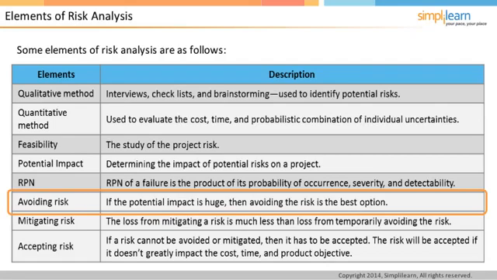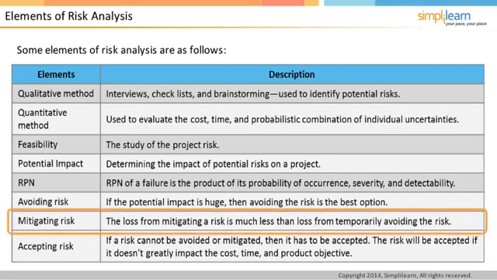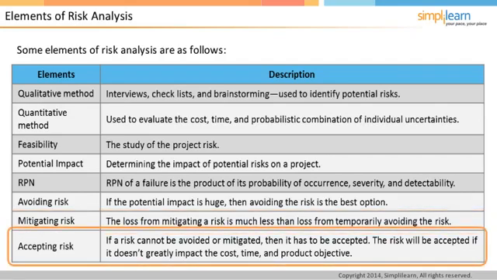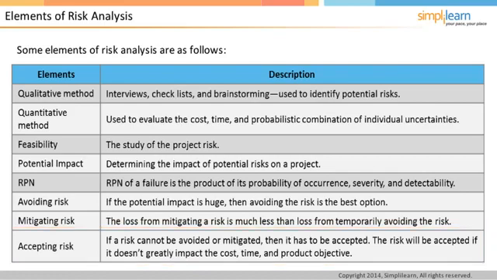Mitigating risk. Mitigating is the second option when dealing with risks. The loss that arises from mitigating a risk is much less than the loss that arises from the temporary avoiding of risk. Accepting the risk. If a risk cannot be avoided or mitigated, then it has to be accepted. The risk will be accepted if it doesn't greatly impact the cost, time, and product objective. In the following screen, we will discuss benefits of risk analysis.